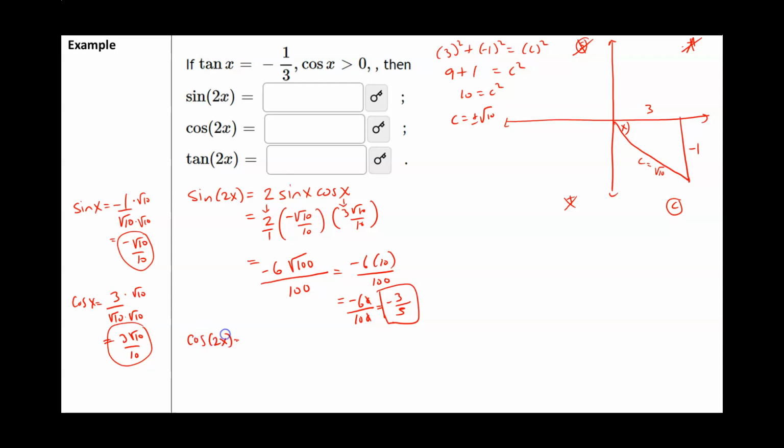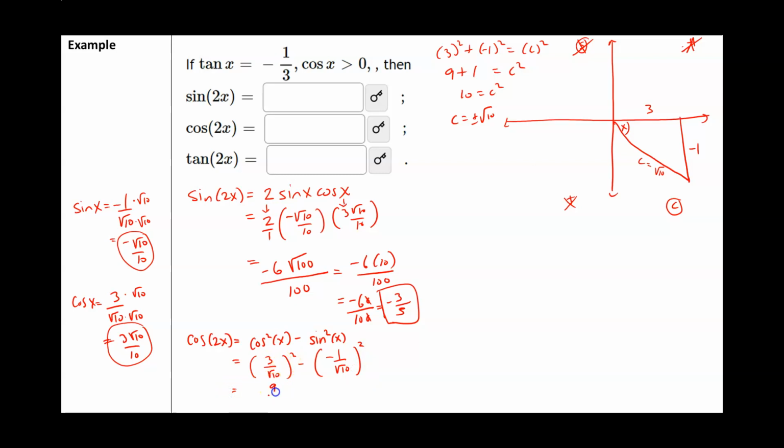Let's do cosine of 2x. So cosine of 2x, remember there are 3 formulas you can use, but since we already have sine and cosine, I'm going to say this is going to be cosine squared of x minus sine squared of x. Okay, so what's cosine? Cosine is 3 radical 10 over 10. But to make my life a little bit easier, I'm going to take the unrationalized form, because if I square something, the radical is going to go away. So I'm going to take the 3 over radical 10, the unsimplified format. And then for sine squared of x, once again, I'm going to take the negative 1 over radical 10, and then squaring that makes things easier.